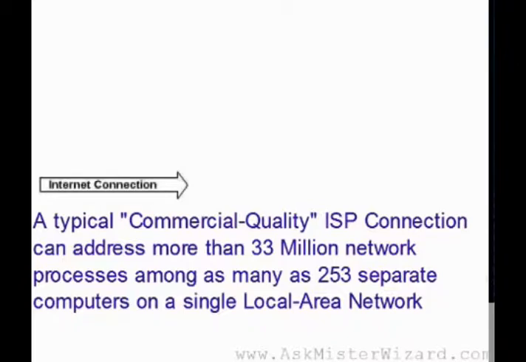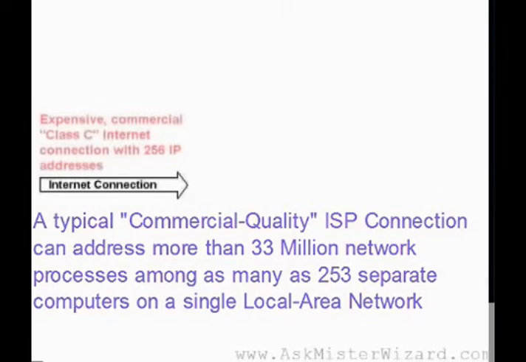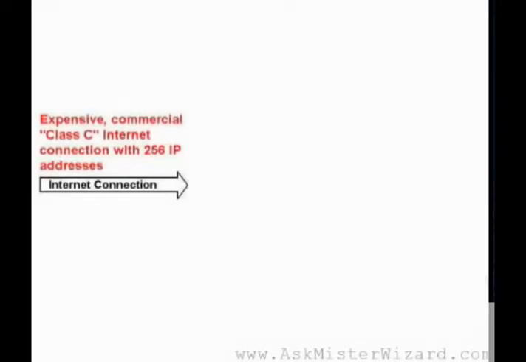In fact, it's more powerful than most small businesses need, and it certainly provides more services than would be needed by a typical home office. In fact, if a Class C Internet connection is fully exploited in the most efficient possible manner, it allows over 33 million simultaneous networking processes to communicate between the local area network and the worldwide Internet.